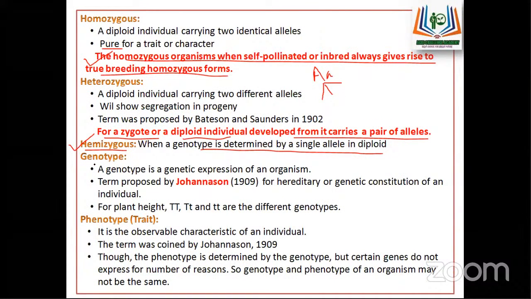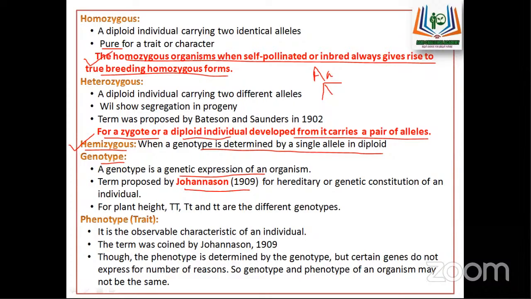Then genotype means the genetic expression of an organism: what alleles are present in the particular individual. What genes and allele combination are present in the individual, that is called the genotype. And this term was proposed by Johansen.